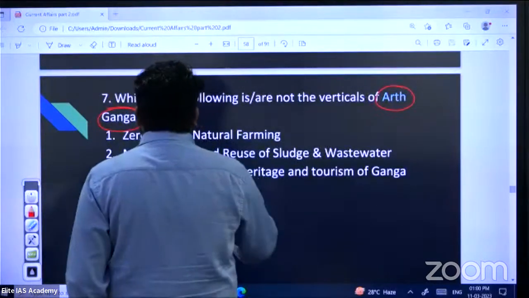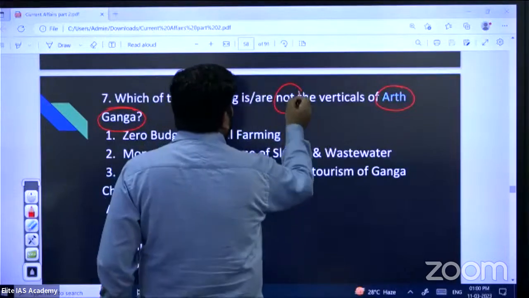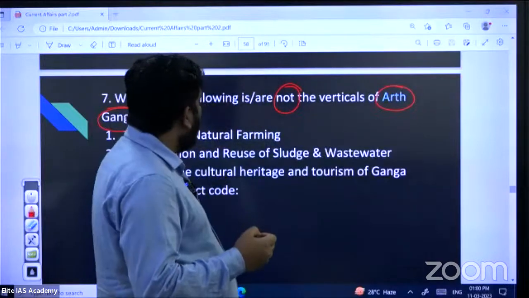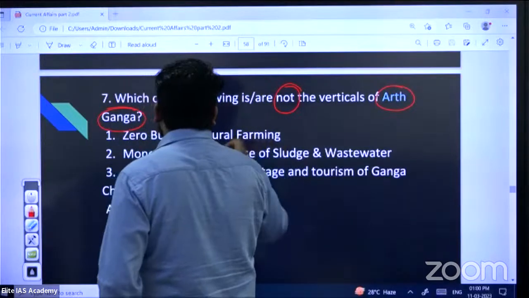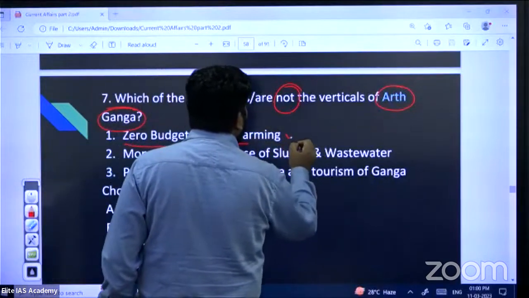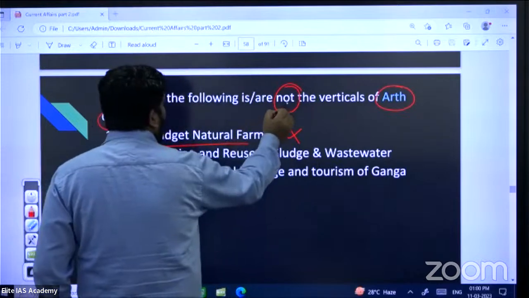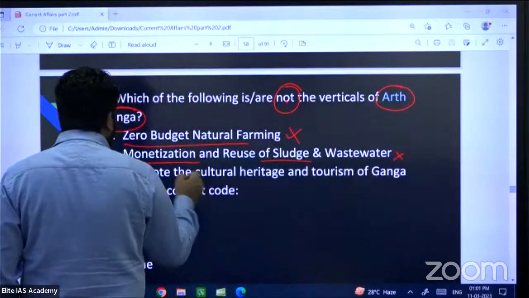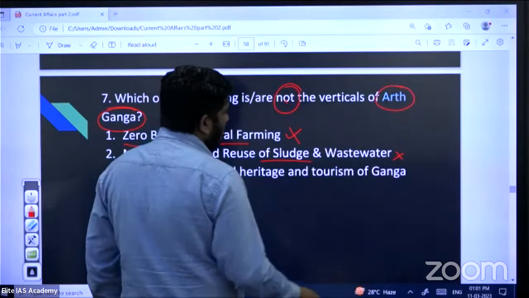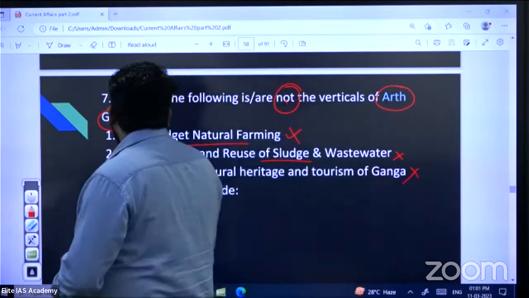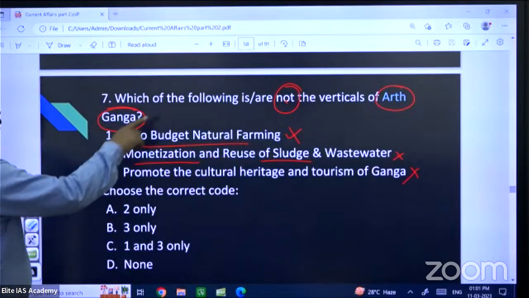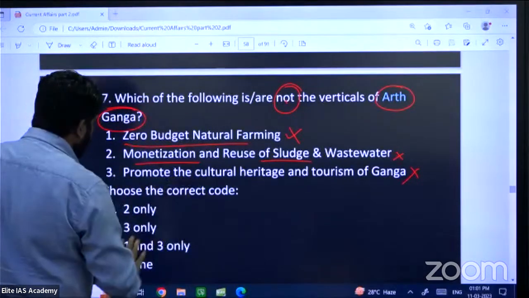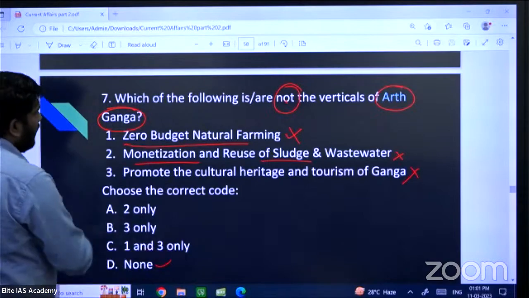Okay, but the question here is, which of the following are not? So again, in previous classes I have also said this, sometimes you forget to see the word not and go for the correct one. So you always remember not. Zero budget natural farming, it is under Earth Ganga. So it will not be correct because it has asked not. Monetization and reuse of sludge, again it is under, so it also will be incorrect for this question. Promote the culture, heritage and tourism of Ganga, again it is wrong. All these three are included under Earth Ganga, but the question asked is not included. Since all these three are included, all will be incorrect. So that is none. Okay.